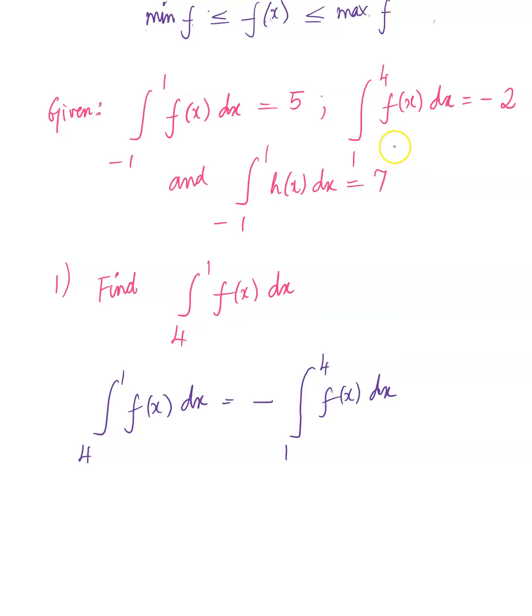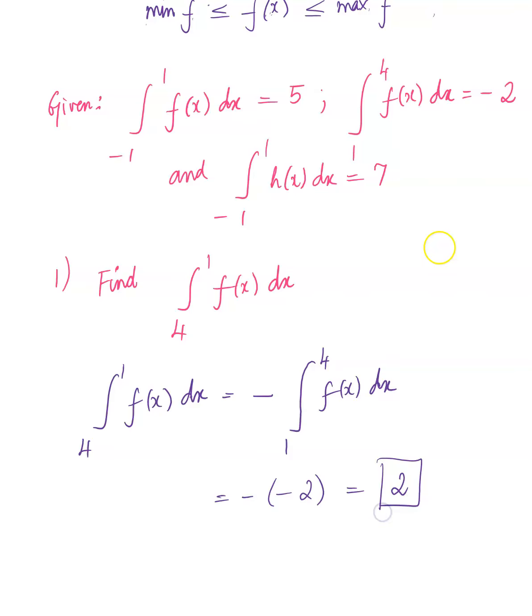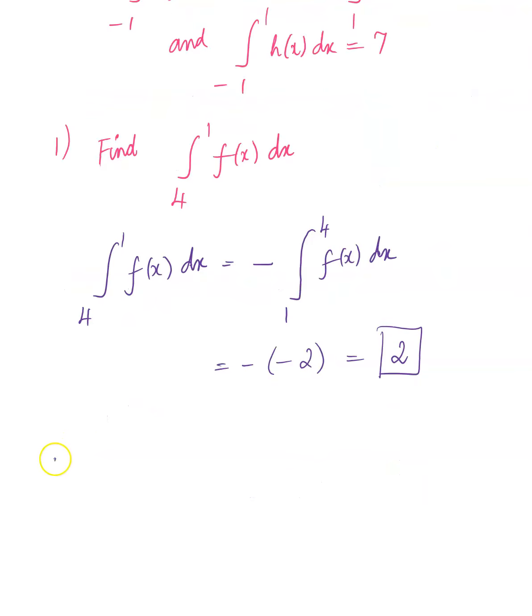And then we come back here. In fact, they give us the answers for those integrals. They don't give us the function, they give us the value itself. So 1 to 4 f of x dx is negative 2. So that's negative times negative 2. The same information. Now we have the second question.